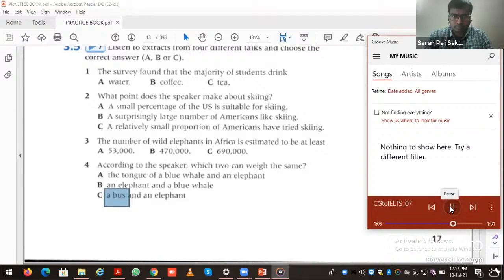4, An elephant can weigh between 2.5 and 5 tons. This is comparable to the tongue of the blue whale, which alone can weigh 2.7 tons.